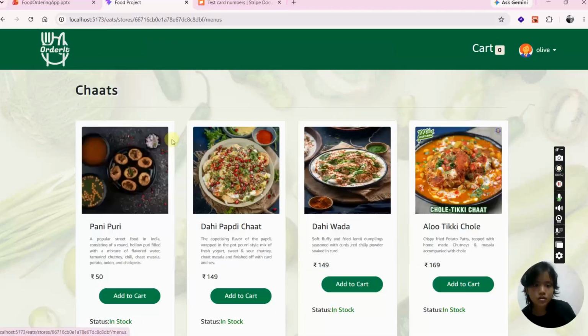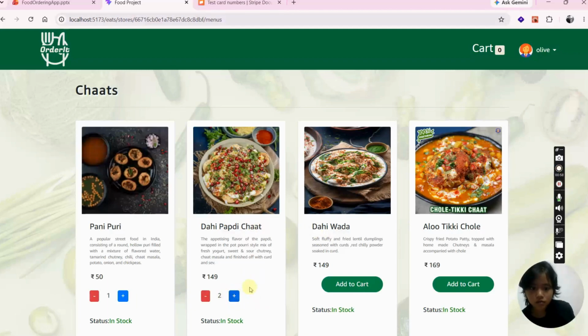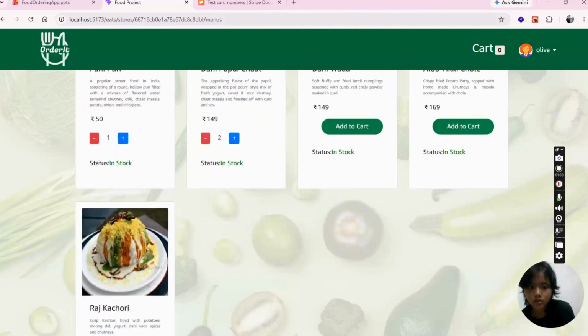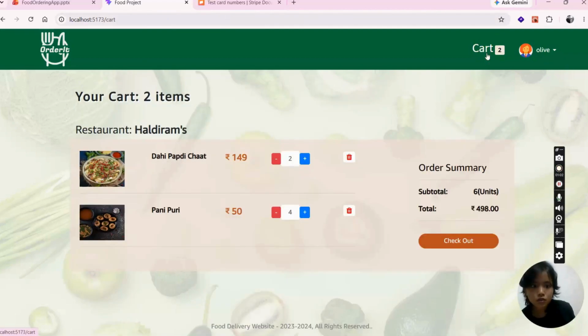Let me just place an order in, for example, Haldiram's. I would have some pani puri. I would have some dahi papri chaat. I would have 2 dahi papri chaat, right? I would like to go to my cart. So it has dahi papri chaat, it has pani puri. Let's check out.